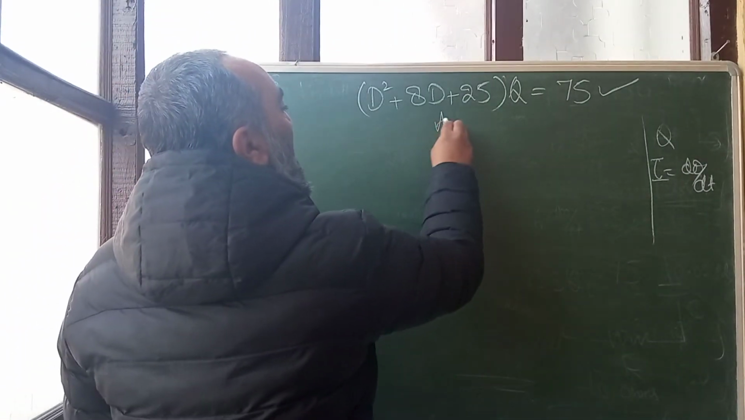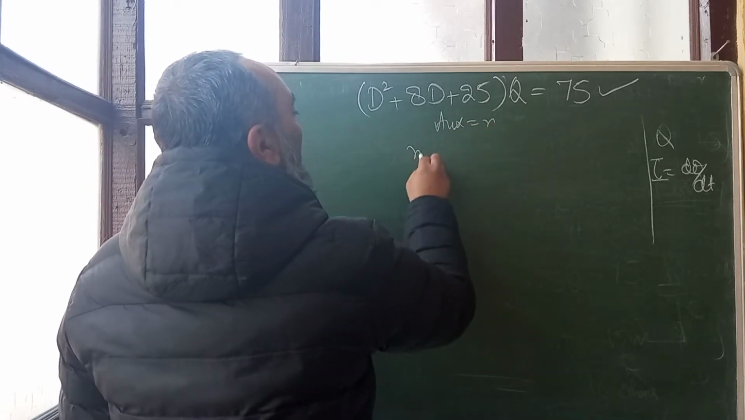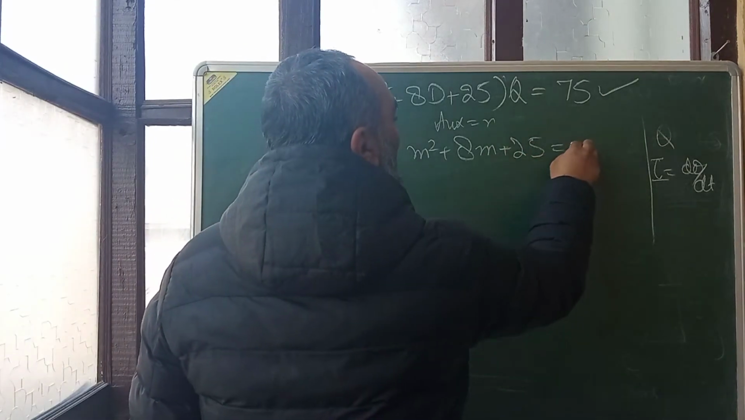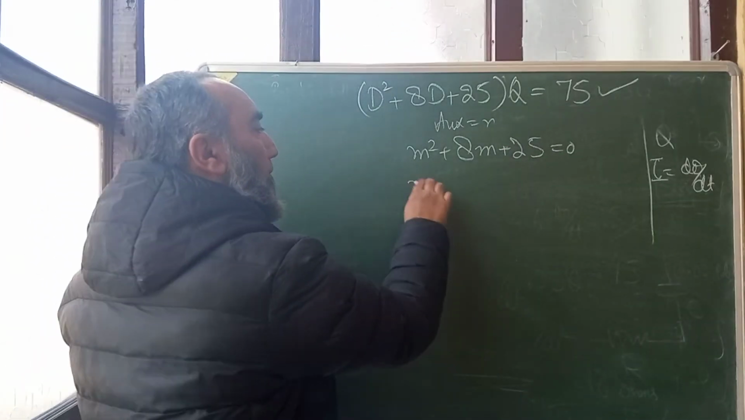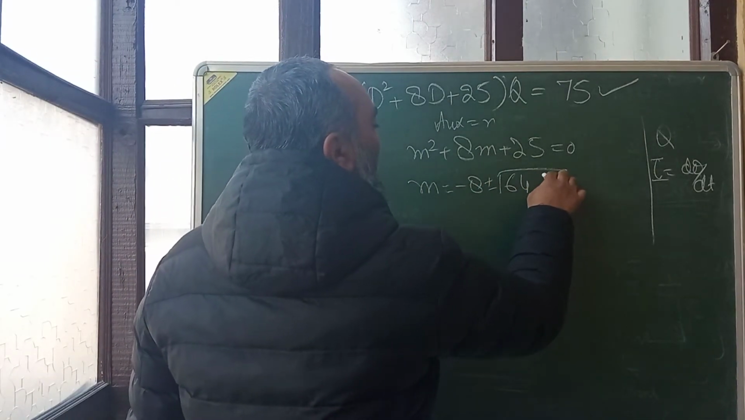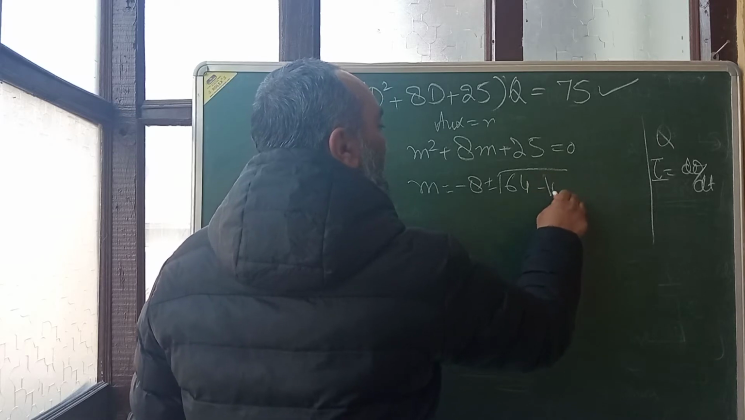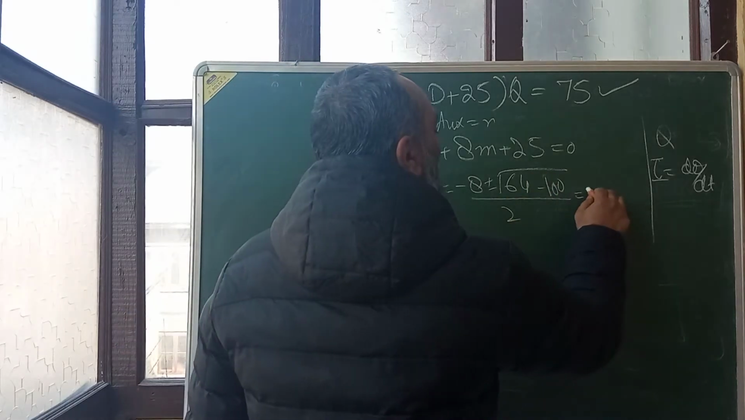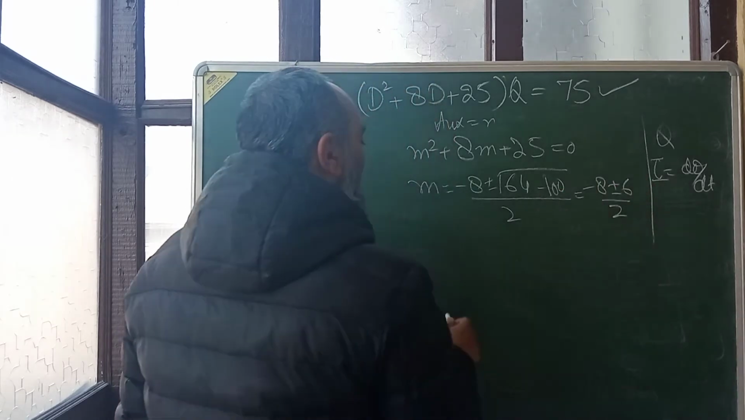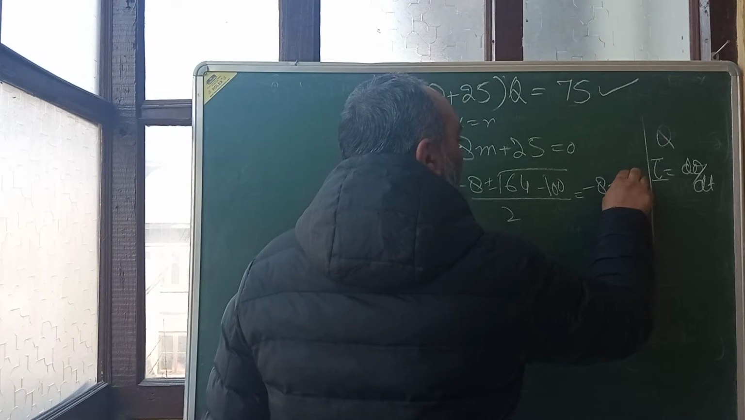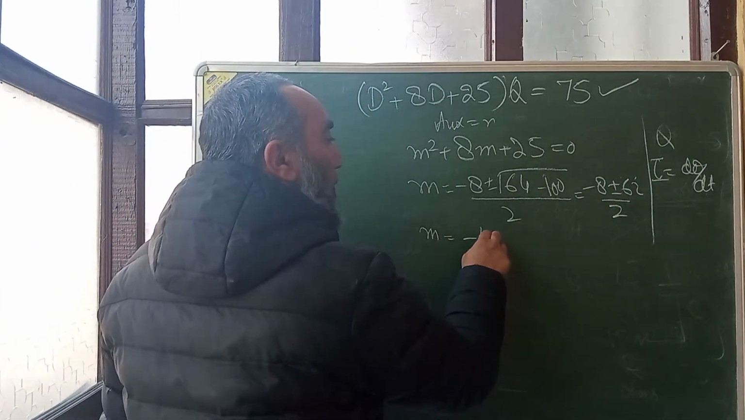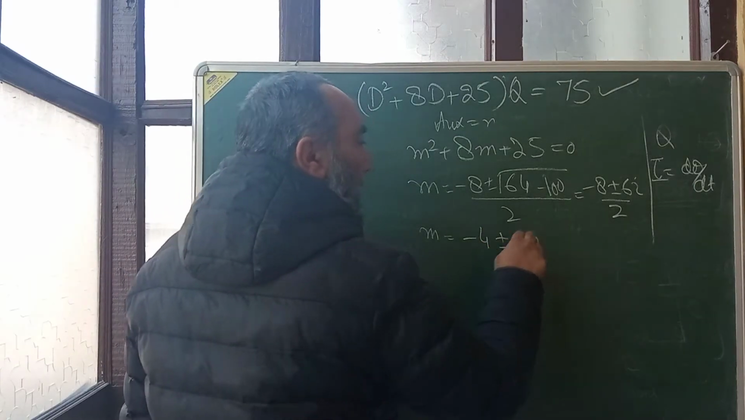So the auxiliary equation is m square plus 8m plus 25 equal to 0. So what's m? m is minus b plus minus under root of b square minus 4ac, by 2a. So minus 8 plus minus under root of 36, which is 6, by 2a. So under root of 36, it is 6 iota. So m is minus 4 plus minus 3i.